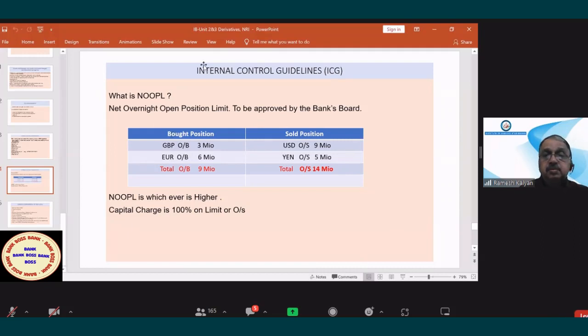Sir, in this problem, we will tell oversold 14 million. Yes, that is the NOPL, sir. Correct. You should not square it. That is what I explained. Because if there is a 1 rupee adverse movement on these currencies, you will be affected by 14, not the net of 5. That is it.